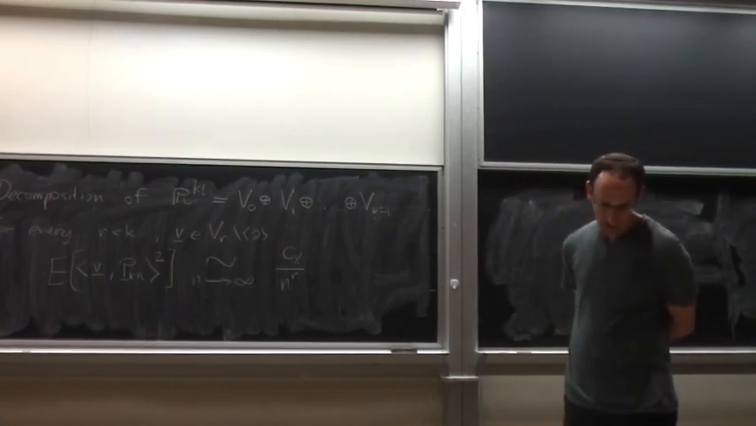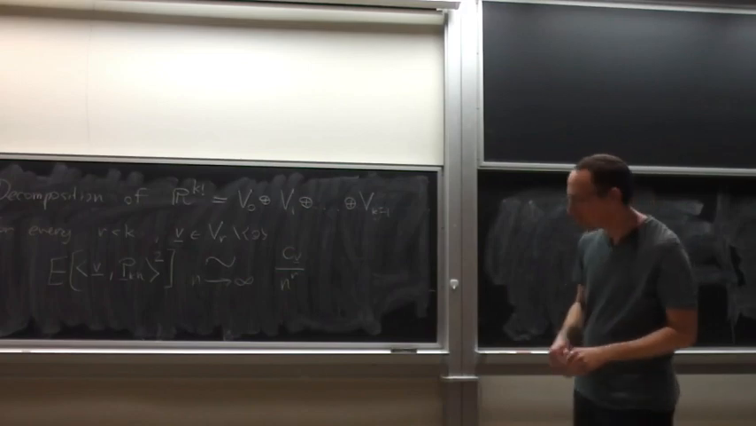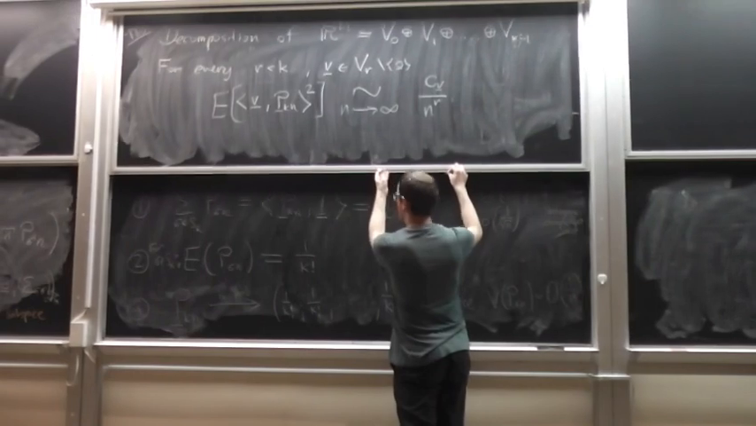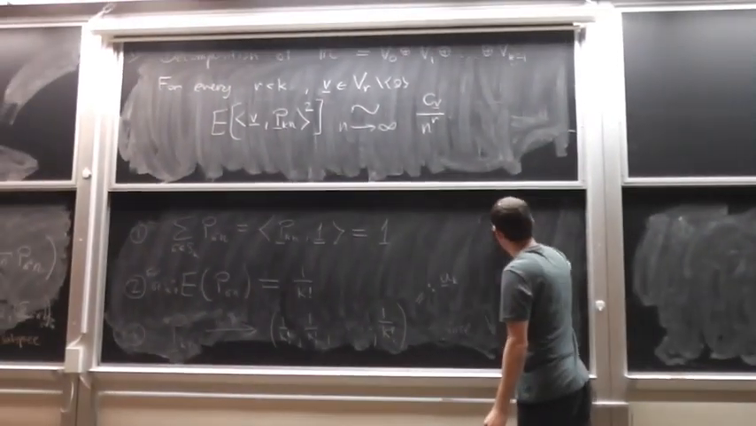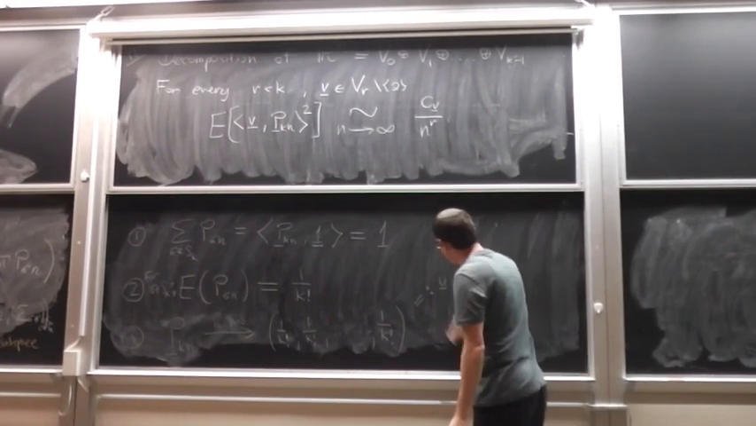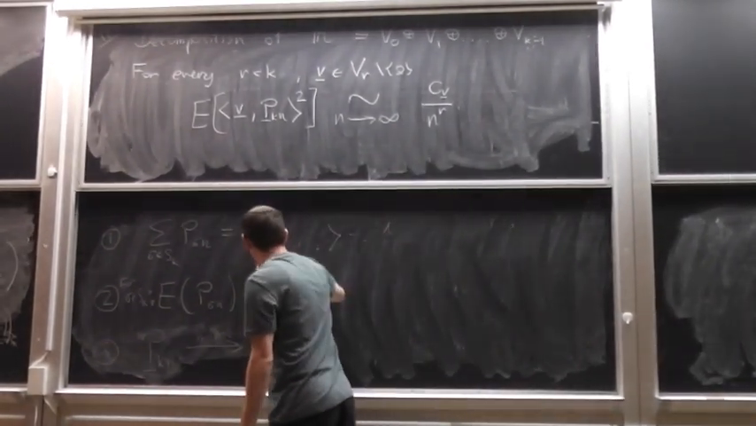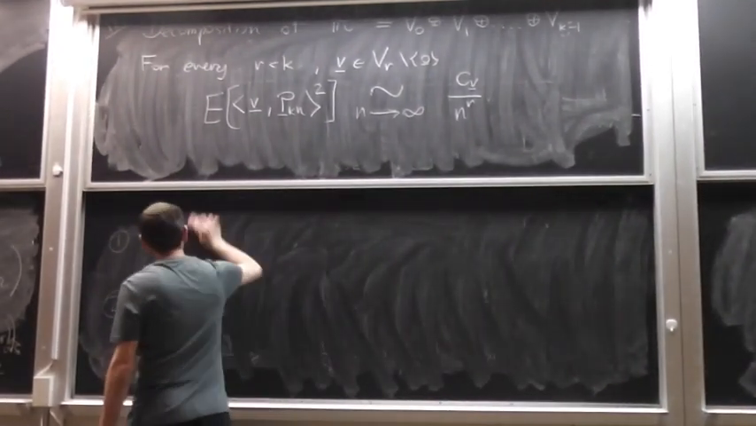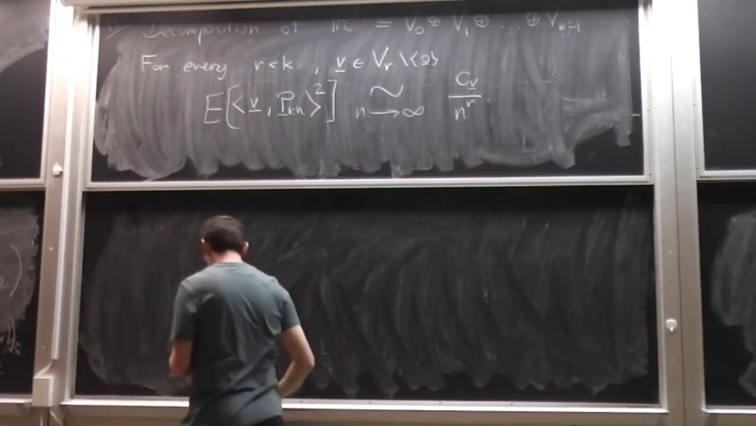Okay, take k equals 3. We need to decompose the 6-dimensional space into 3 components, a direct sum of 3 subspaces. So let me first tell you what they turn out to be.